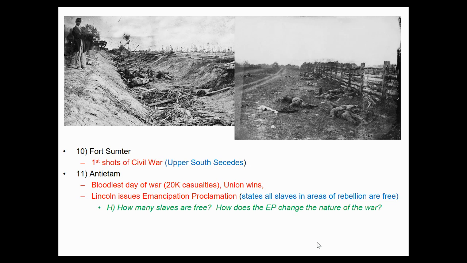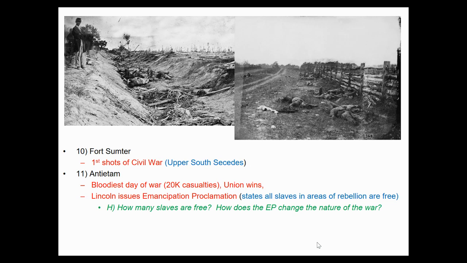So Lincoln issues the Emancipation Proclamation. And this is the first time the government says it's going to try to do something to end slavery. Lincoln says, all slaves in states or areas of rebellion are now free. Now think about this. Lincoln has declared all slaves in areas of rebellion free. How many slaves are freed? And why is the Emancipation Proclamation important, how does it change the nature of this war?